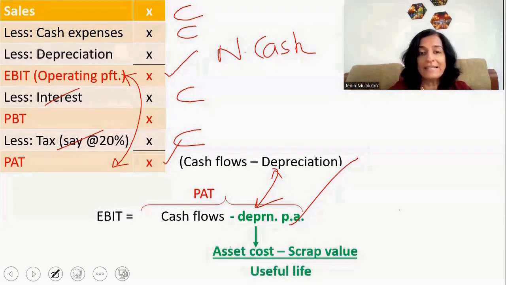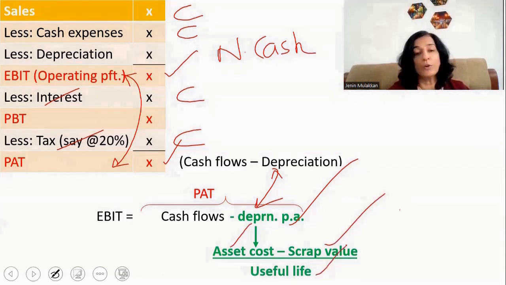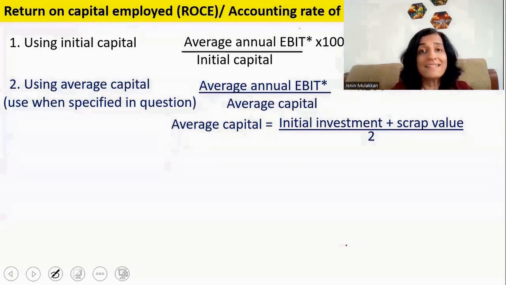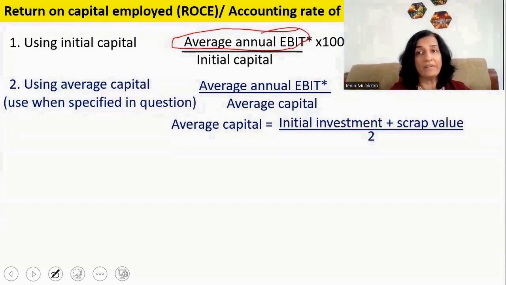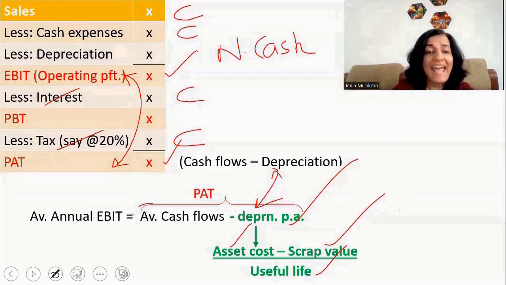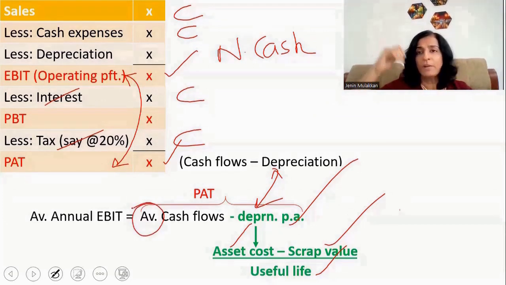It is the asset cost minus the scrap value divided by useful life. Now, the formula was average annual EBIT. It was not just EBIT alone. So in order to calculate the average annual EBIT, you have to just take the average cash flows, because the cash flows will be given as year 1 cash flow, year 2 cash flow, year 3 cash flow, etc.